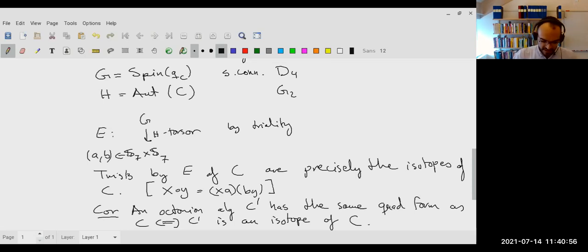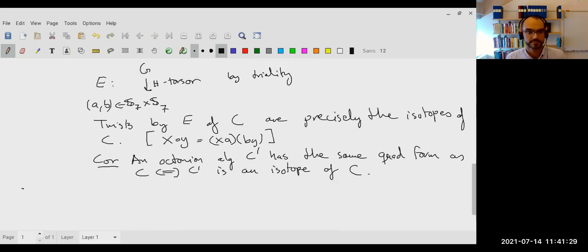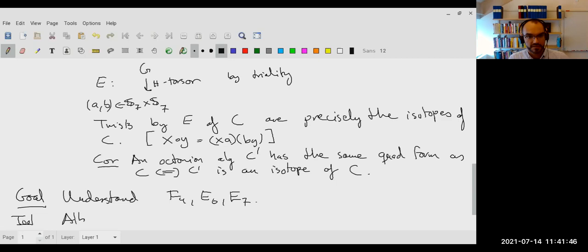So this was the main result of that paper. And so what I will talk about now tries to do the same thing for Albert algebras, using them to explore groups of type F4 and E6. And please interrupt me with questions or remarks whenever you have any. So our goal is to understand F4, E6, and E7. And our tool will be Albert algebras. So these are exceptional Jordan algebras.